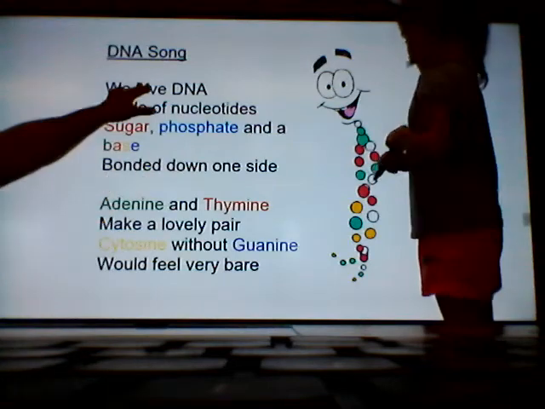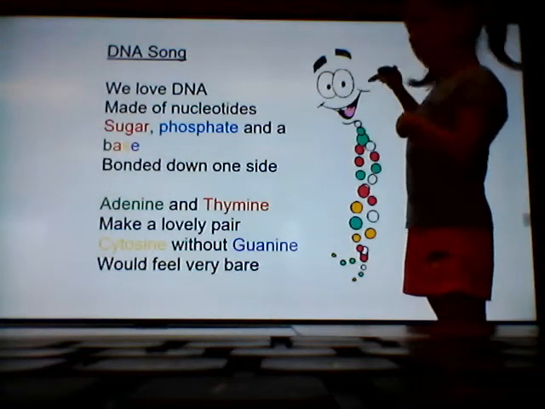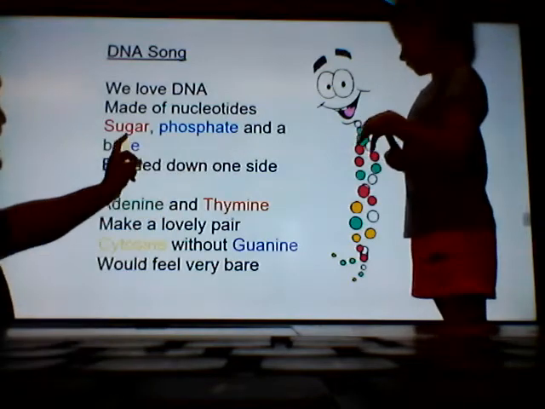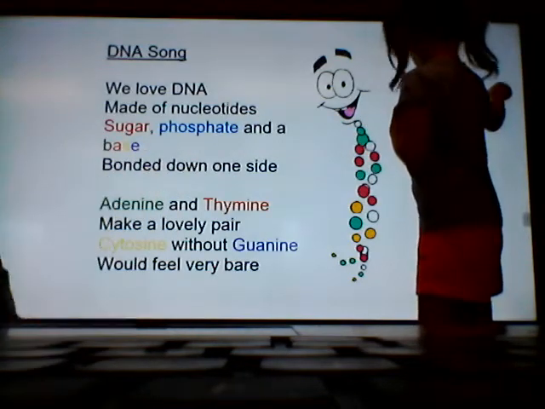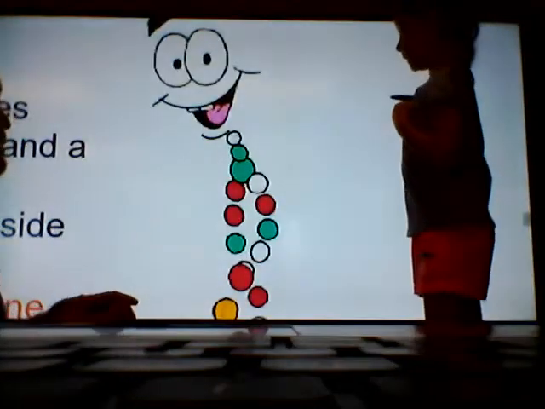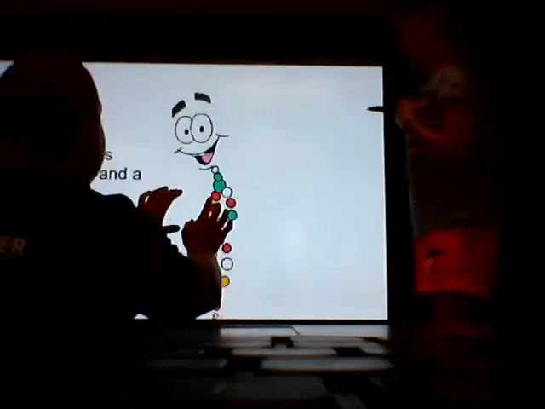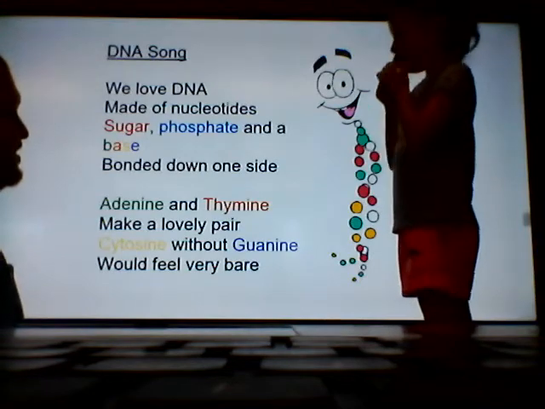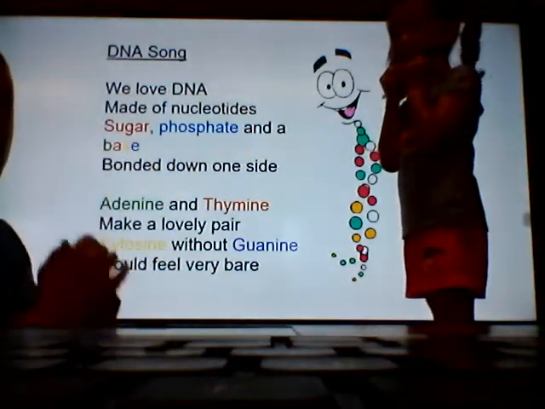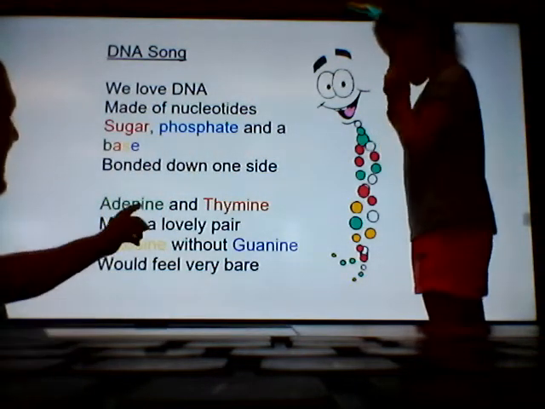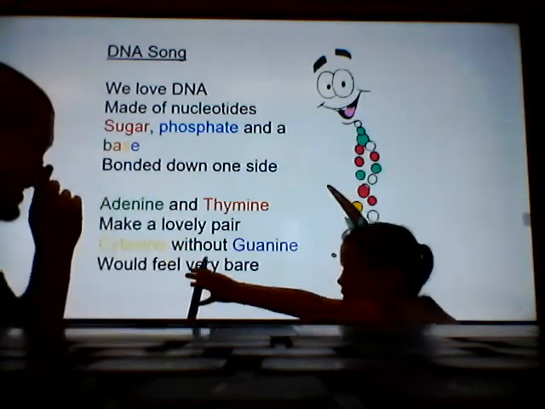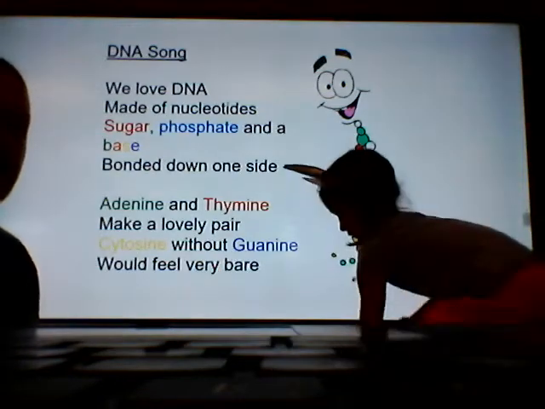So, we have our DNA, which is our polymer. It is made of nucleotides. Nucleotides are a sugar, phosphate, and a base. It's a monomer, right? Made of sugar, phosphate, and a base. Then they're bonded down one side, forming our polymer. Adenine and thymine bond together, pulling the two strands together, and so does cytosine and guanine.